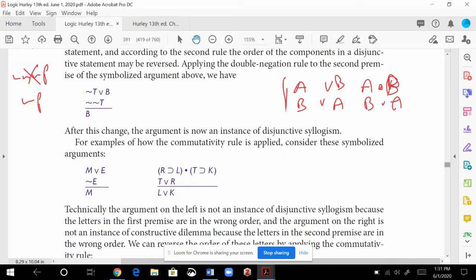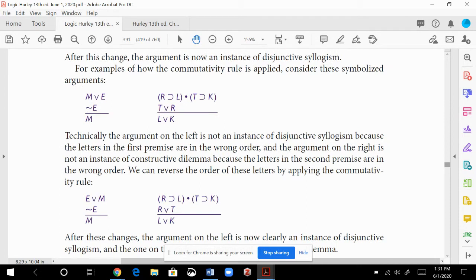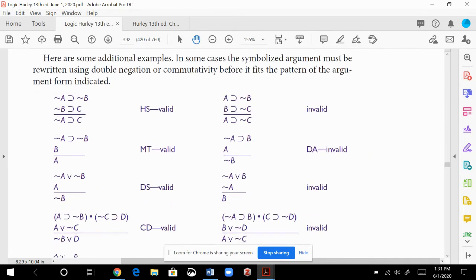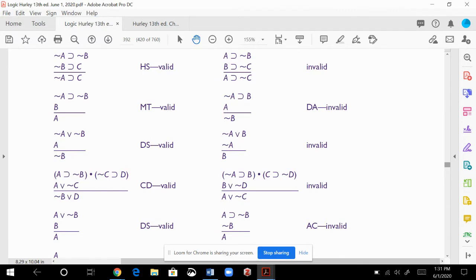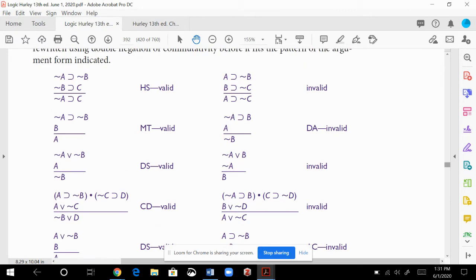Done. And why do I say that? Because of pattern recognition in your homework. You're going to have to recognize certain patterns. And it may be that you have to add one of those rules to it, double negation or commutativity, to see the pattern emerge. But let's go down. And then he does it again. Repetition. He's saying, hey, again.